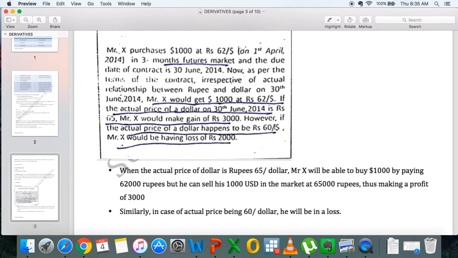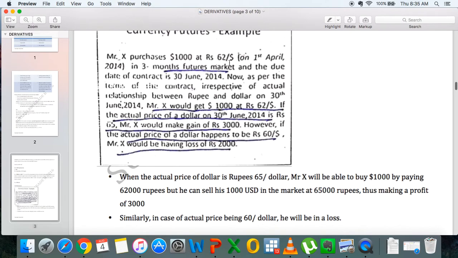One more thing related to derivatives is why derivatives are done. Derivatives are normally done to hedge risk or reduce risk. Here, Mr. X fixed the rate at 62 per dollar. Now he doesn't want to get into a situation where the exchange rate of rupee to dollar increases or decreases. He knows that he can make a profit and he can make a loss too, but he doesn't want to get into a loss situation. So he wants to reduce his risk of exchanging this money 3 months from now.